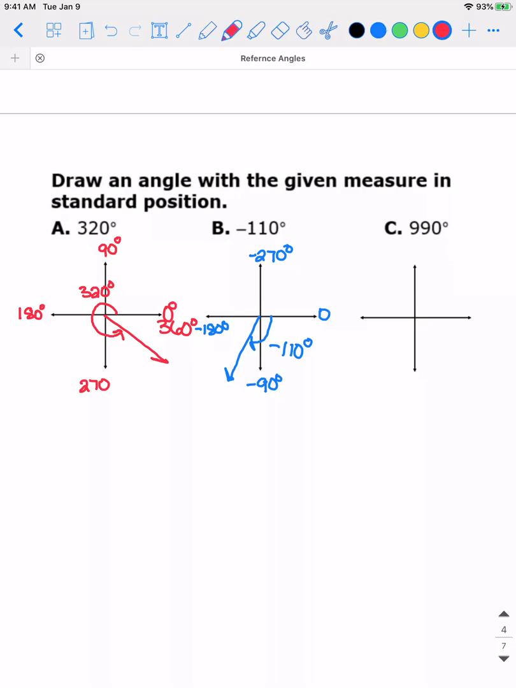Okay, so I gave you some time to draw it out. Let's see what you did. Now, this one is going to be more than one full rotation because one full rotation is 360. So keep that in mind.